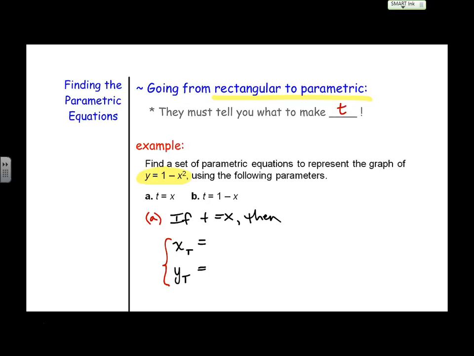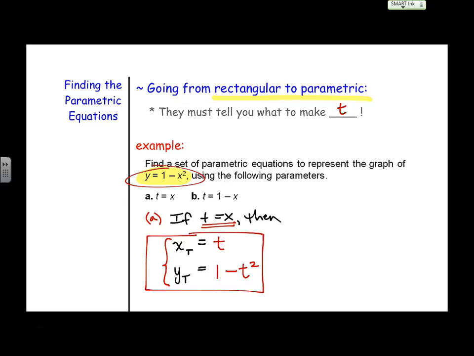If t equals x, then what does x equal? Hey, they told us. Just read it backwards. If t equals x, then x equals t. Well, wait a minute. If x equals t, then where else is x? In the y equals 1 minus x squared equation. So can't I just say, if x equals t, then I just plug in t? That's a good thing. Are they all that easy?